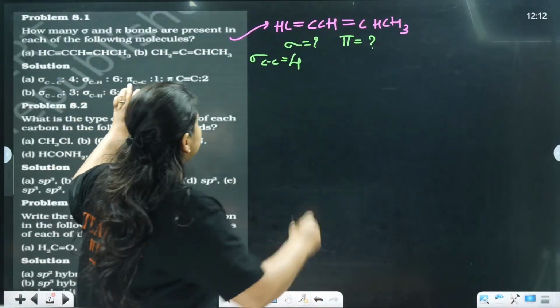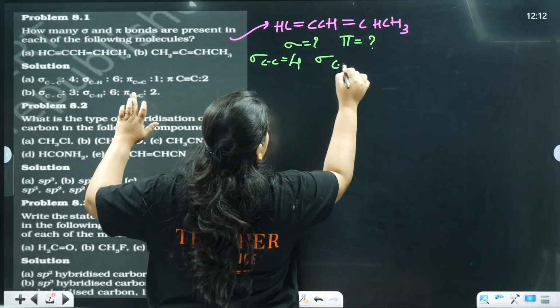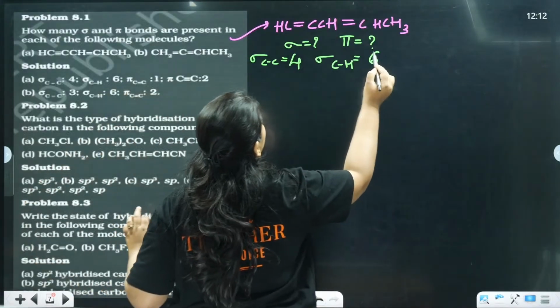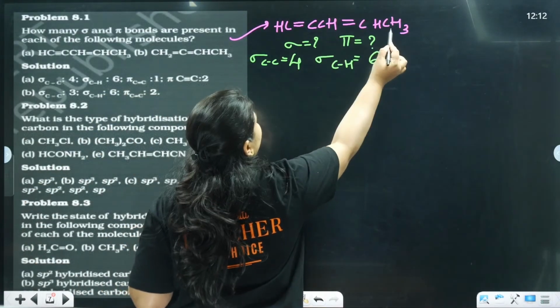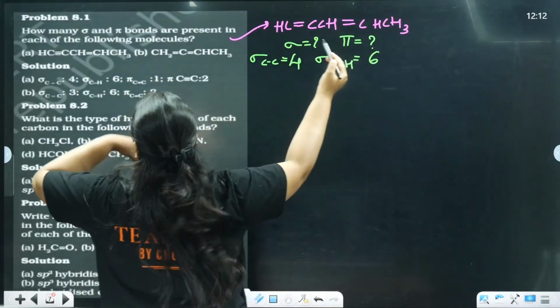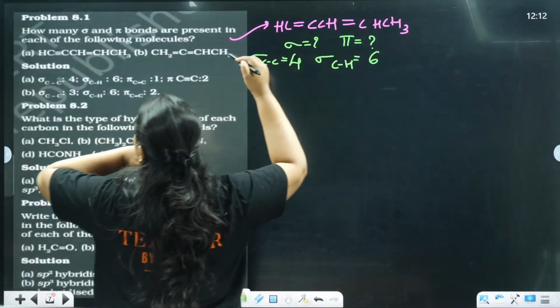Next is the CH bond. Okay, now how many CH are there? How many CH do we have? 6. CH is 6. How much? Check it out. 1 2 3 4 5 and 6. Okay. Next comes what? We are going to know the pi bonds.